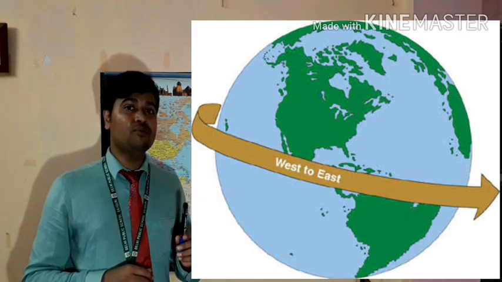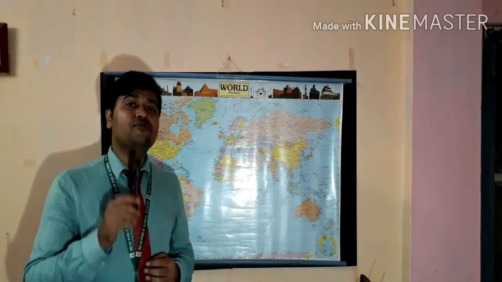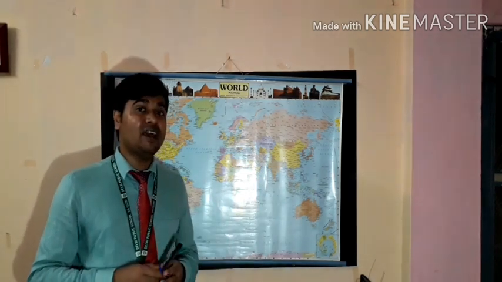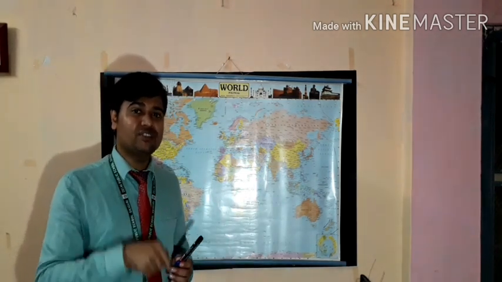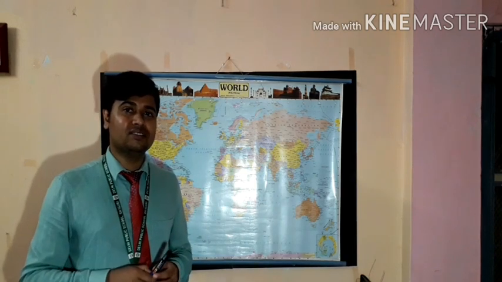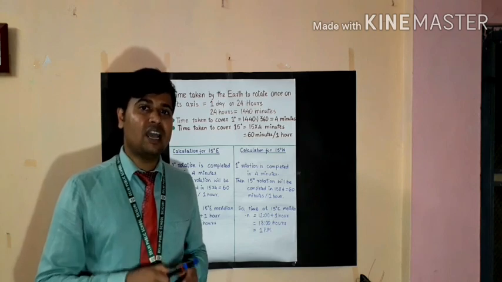It is because our earth rotates from west to east, and for that the places which are east of the prime meridian have morning first, and the places west of the prime meridian have morning later. So we learned about time zones.